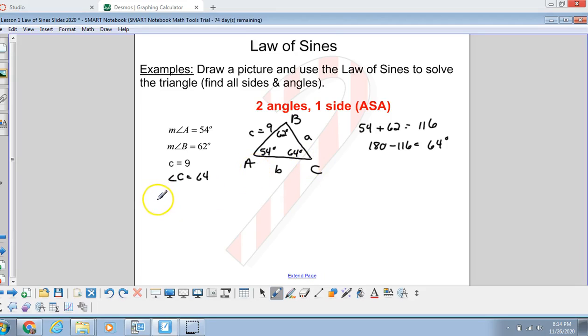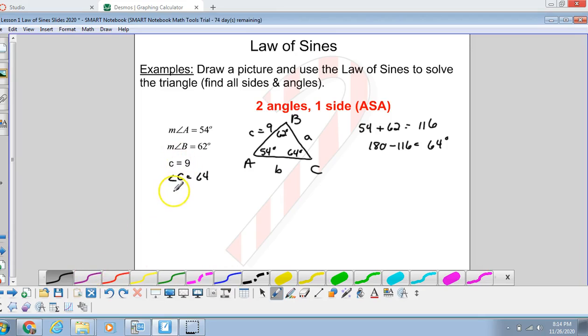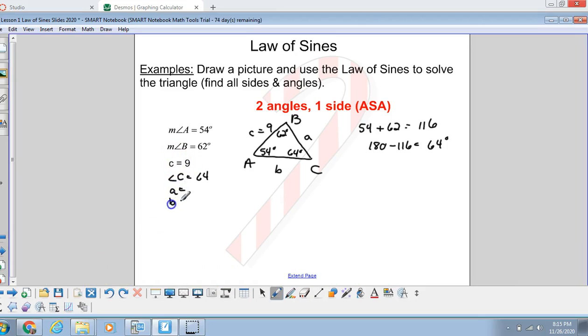I am a fan of alphabetical order myself, so for A first, excuse me, I forgot I wanted to leave myself a little bit of space here to write down the other things that I'm trying to find. I need to find side A and side B also. Okay, now I'm going to do a over sine A equals c over sine C. Again, you could flip this around. You could use sine A over a equals sine C over c. You could put your c on the left-hand side. Doesn't matter as long as you are consistent with the way you write your proportions.